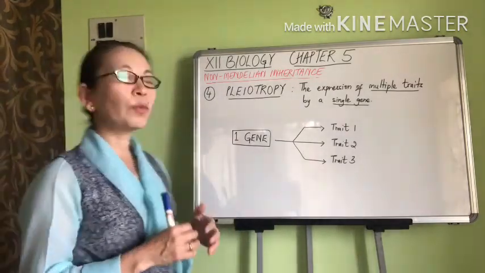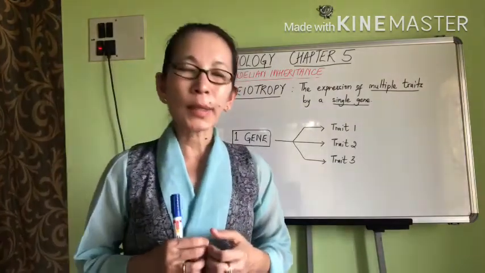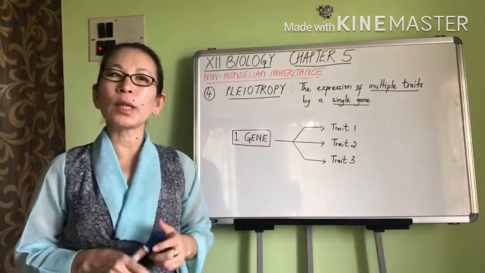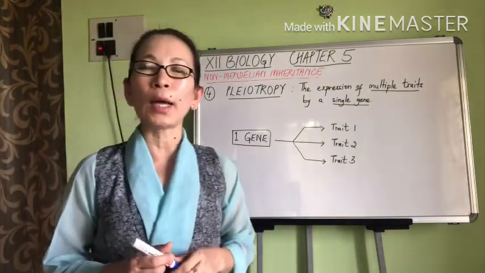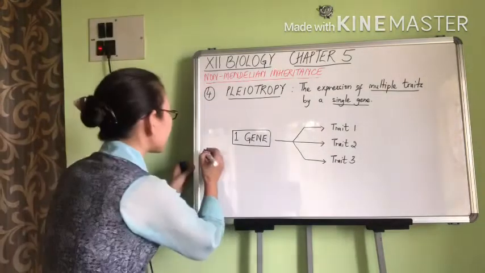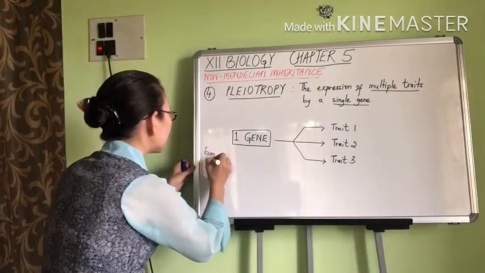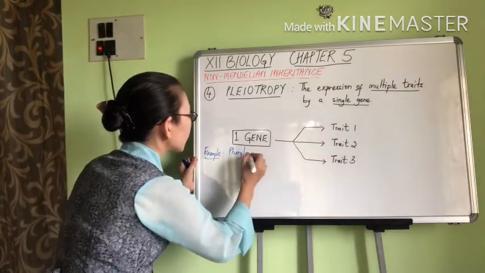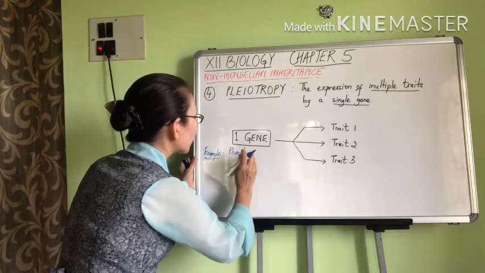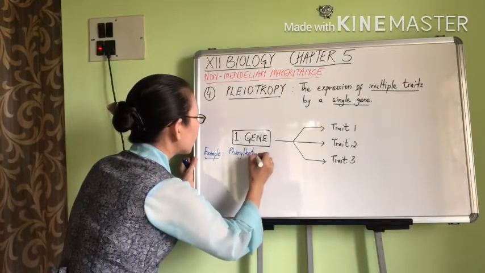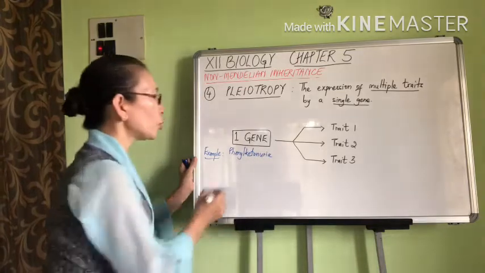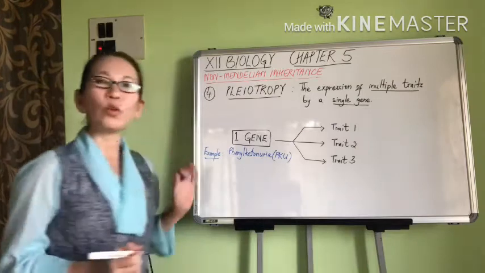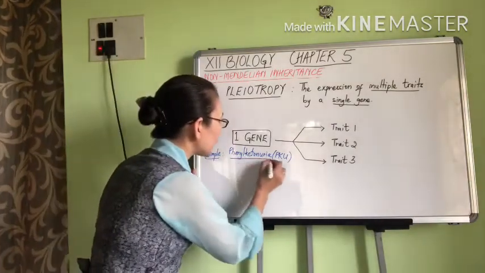So one of the most widely cited examples of pleiotropy in humans is a genetic disease that is known as phenylketonuria. So I'm going to be taking an example of the disease, which is phenylketonuria, which is also abbreviated as PKU. Now this is a genetic disease.